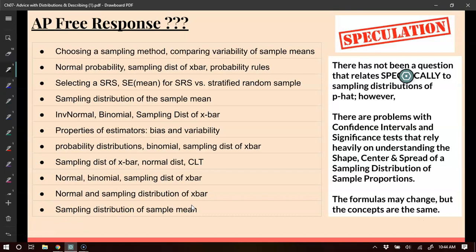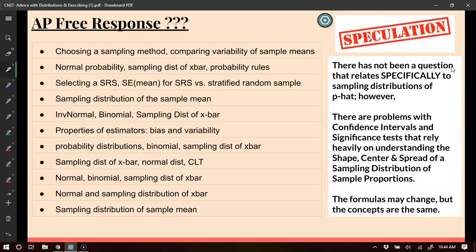None of those deals with a sampling distribution of p hats. Interesting. So let's look at speculating. I'm going to speculate that there has not been a single question when you have looked at it that deals specifically with sampling distributions of p hat following Chapter 7 concepts on it. However, confidence intervals, significance tests, they all heavily rely on the material learned in this with shape, center, and spread of the sampling distribution of sample proportions.